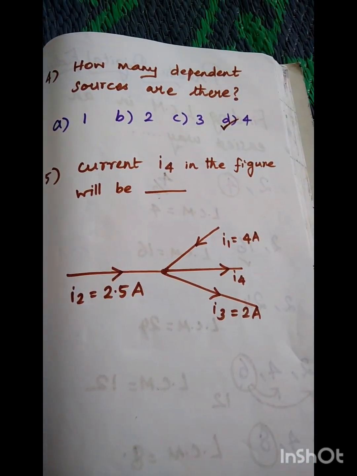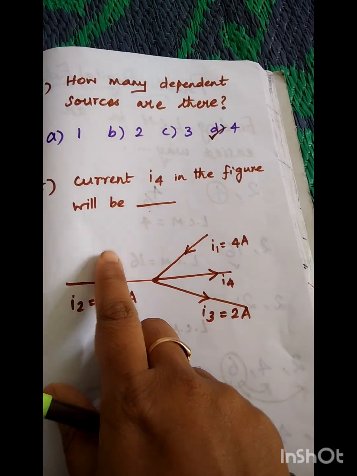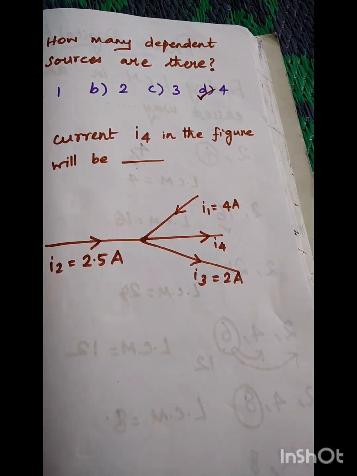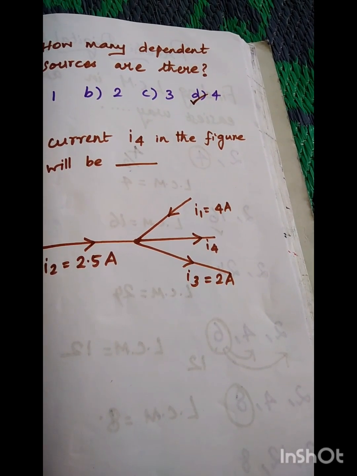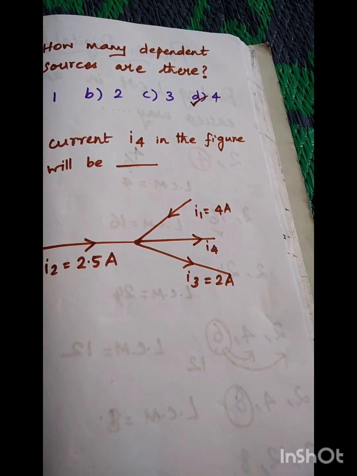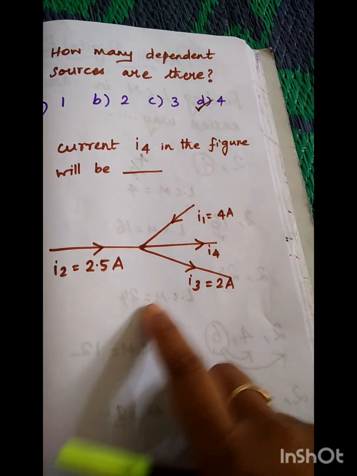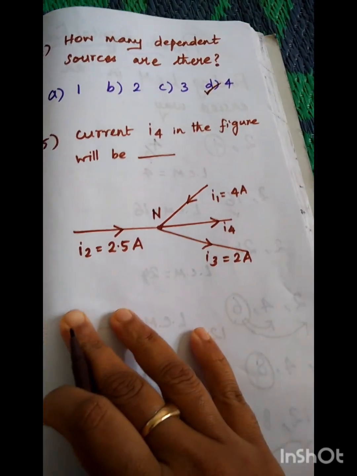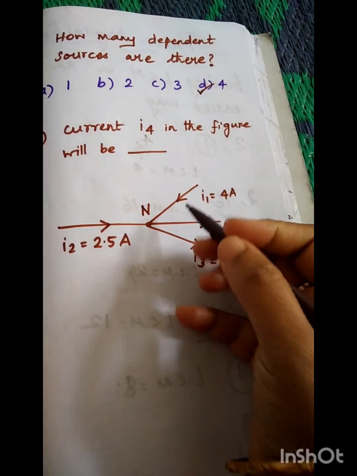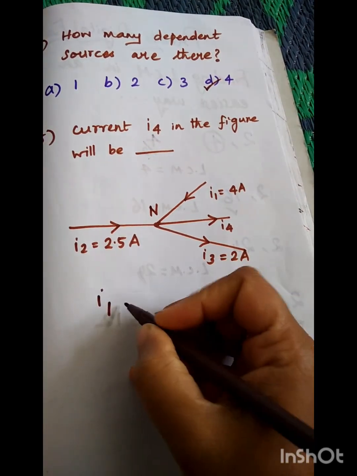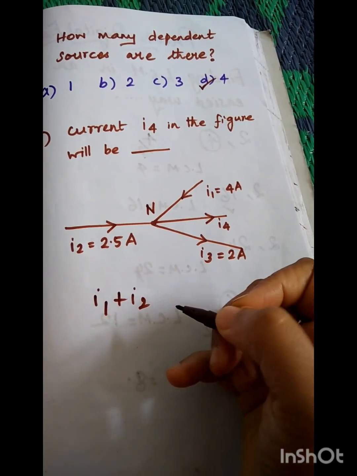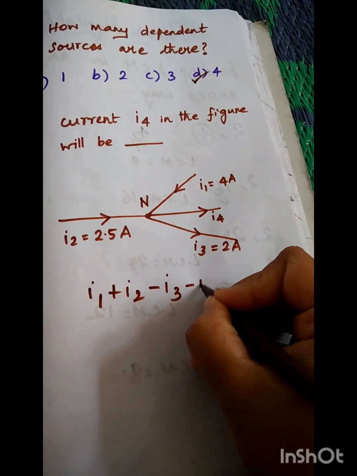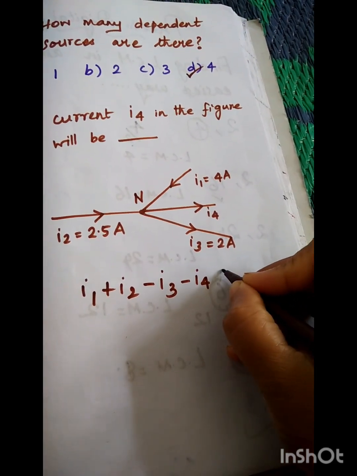Okay. The last one: how to find the current I4 in the given figure. We already know about KCL. Kirchhoff's current law says the algebraic sum of the electrical currents meeting at a common point is equal to 0. We can write summation of In is equal to 0. Let's have a node N here. The incoming currents are I1 and I2. The outgoing currents are I3 and I4. So we represent the opposite direction as minus I3 and minus I4, with the summation of all currents equal to 0.